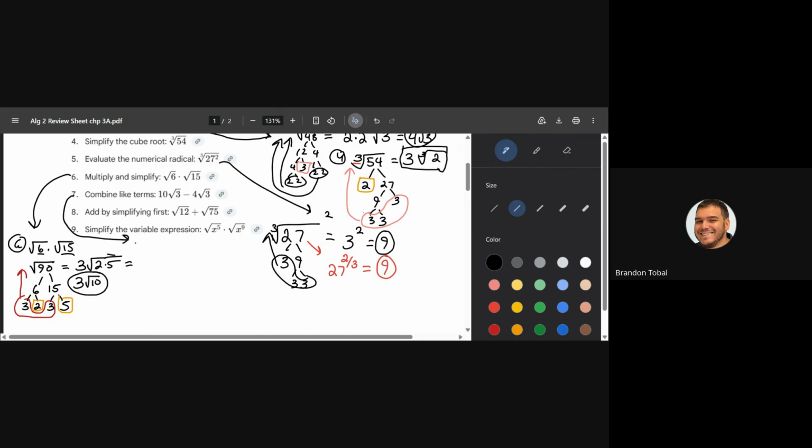Next one, number 7. We're going to combine like terms. Lucky for me, 10 root 3 minus 4 root 3. The roots are the same. Since the roots are the same, I can just combine it. So 10 minus 4 is 6. 6 root 3.